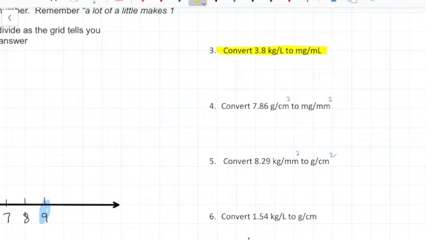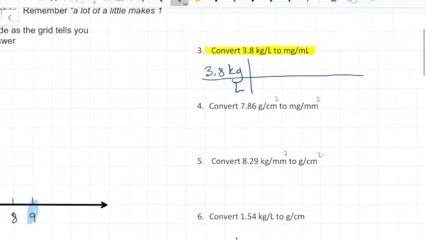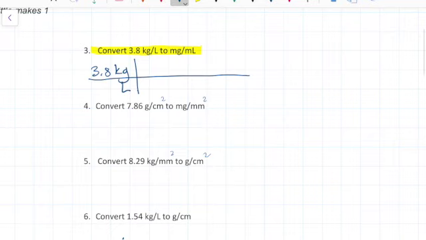So go ahead and put down your given like before, except now it's kilograms per liter. So you're going to have to put kilograms per liter. So that's a little bit different, but the same principles apply. Let's put down where we're going. We're going to milligrams per milliliter.